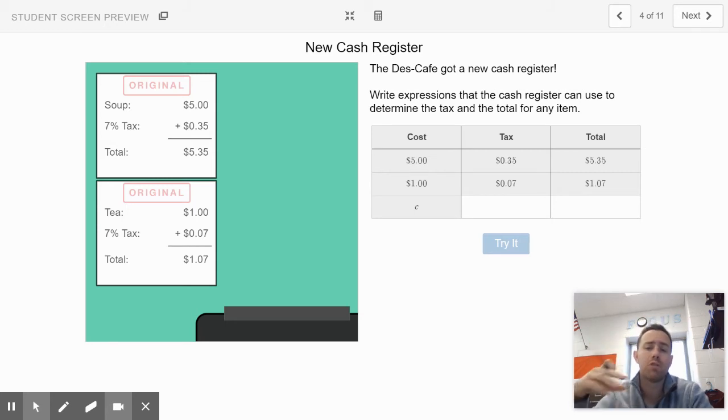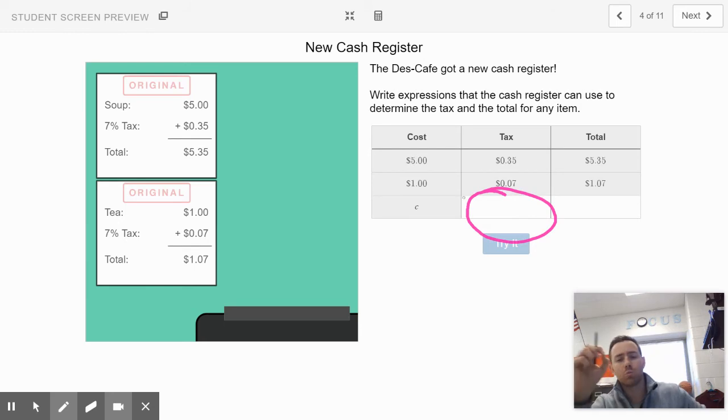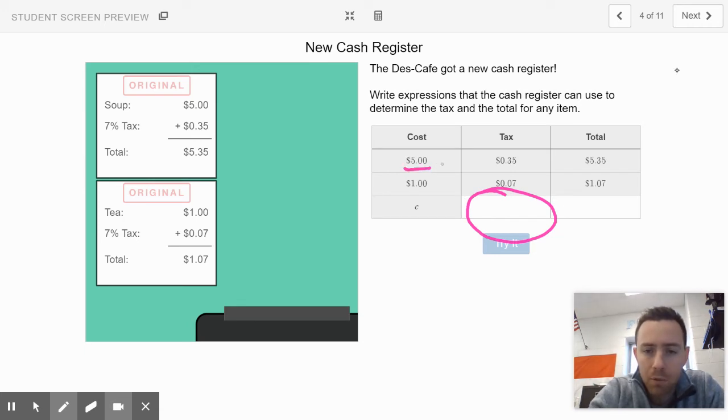Remember, the cash register is a machine, a robot. It needs some variable expressions there to help it run better. So your job is to try to write expressions the cash register can use to determine the tax and total for any item. In this square right here, in this part of the table, I want you to write an expression for how to find the tax. Think about what is done to this cost number to get this tax number. Be sure to use the variable C that represents cost in your expression.